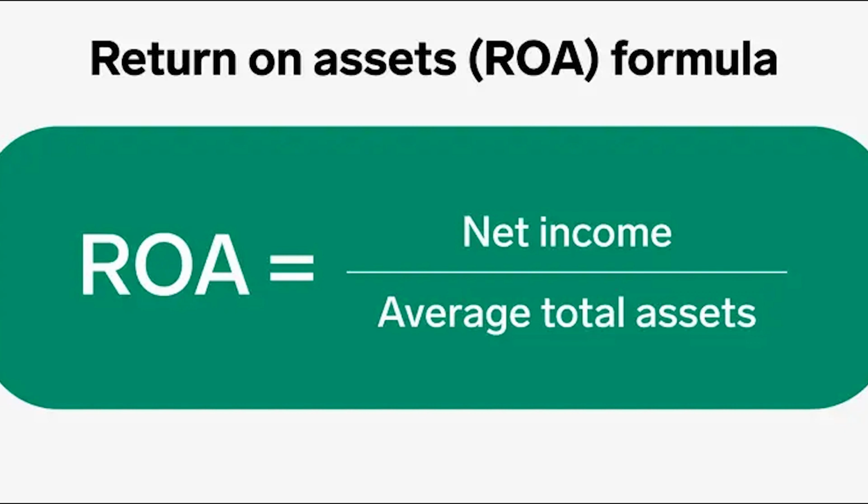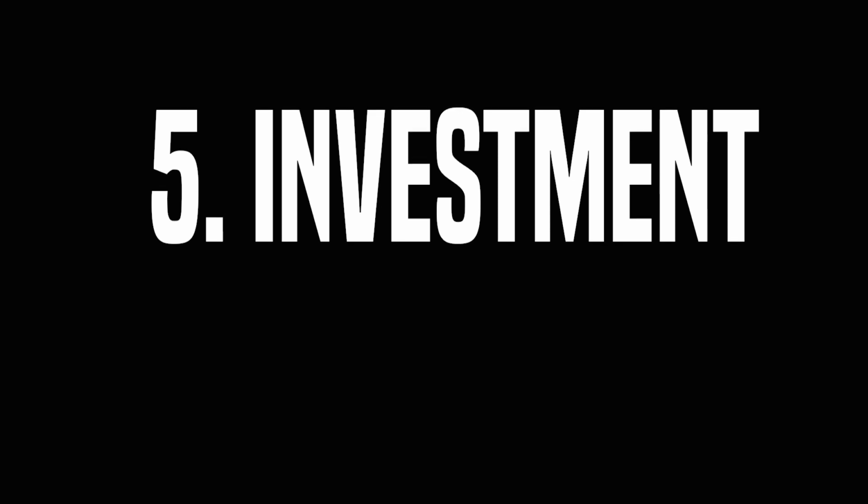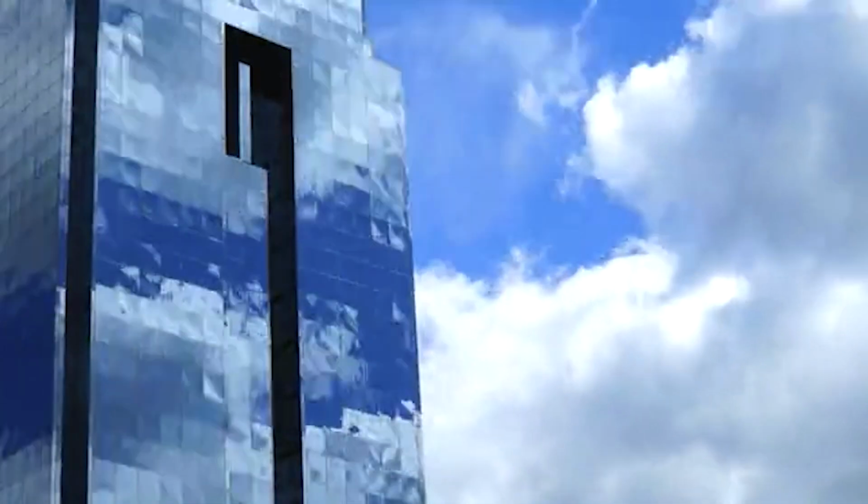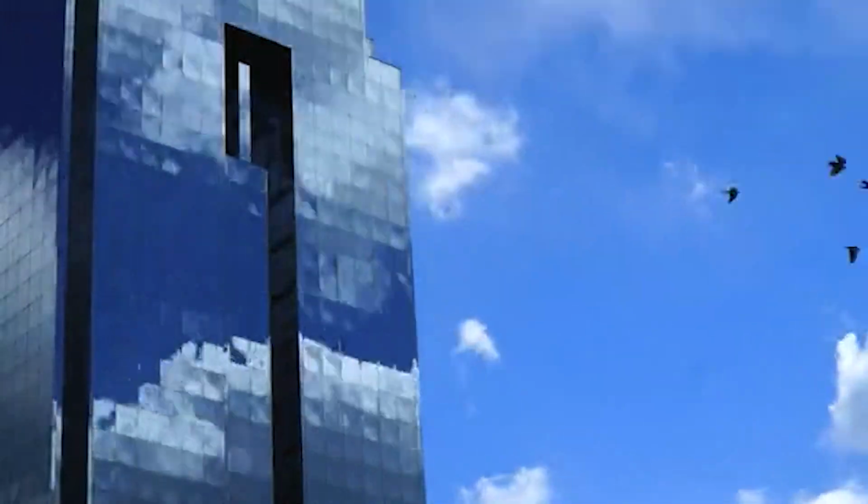The fourth factor is the profitability of the company, which is measured by the return on assets. This factor captures the efficiency of a company in generating profits from its assets. Profitable companies tend to have higher returns than less profitable companies. And the fifth factor is the investment of the company, which is measured by the change in the book value of equity. This factor captures the level of investment a company makes in itself. Companies that invest more in themselves tend to have higher returns than companies that invest less.